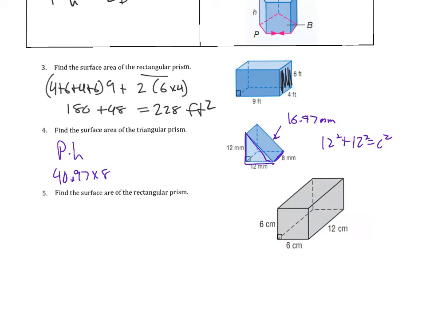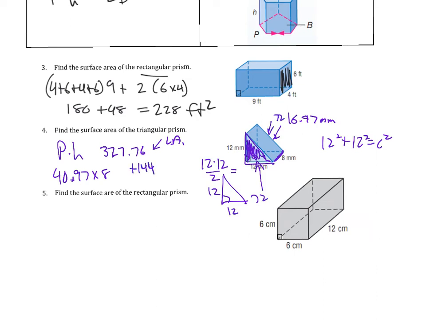Now remember, this is kind of laid down, okay? This here is going to be my height. This here is going to be my base, rather. 8 is going to be my height. So I take that times 8, and just the lateral area is going to be 327.76. That's just my lateral area. Then I need to add the area of a triangle times 2. So I take 12 times 12 divided by 2, which is going to give me 72. Okay, so one of these is 72, then the other one is 72. So I'm going to add 144 to that answer.